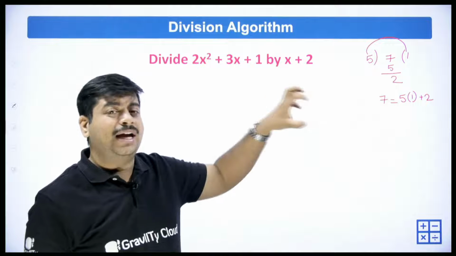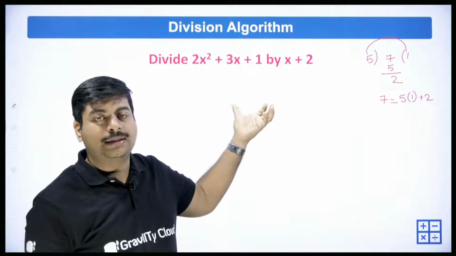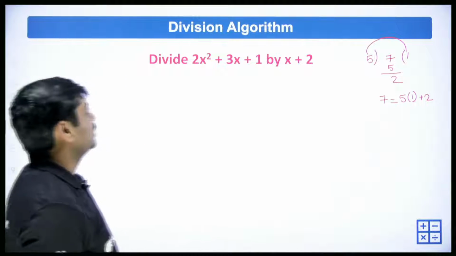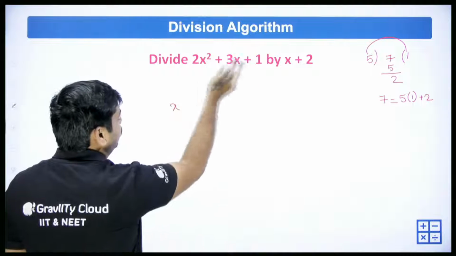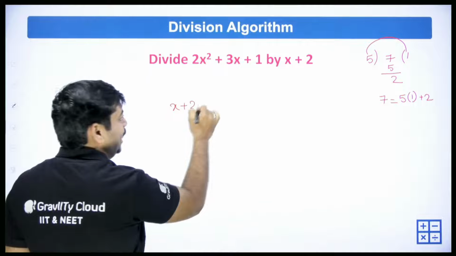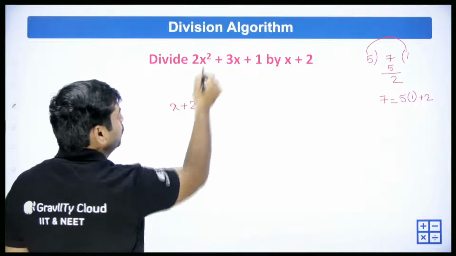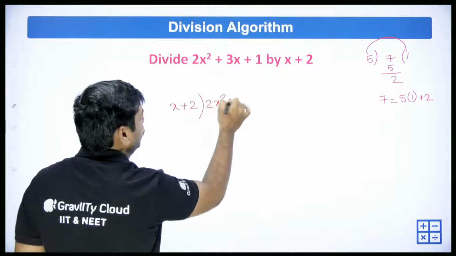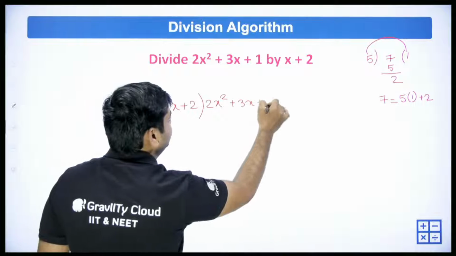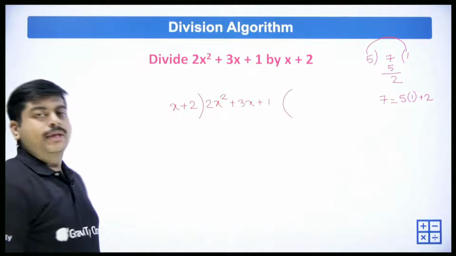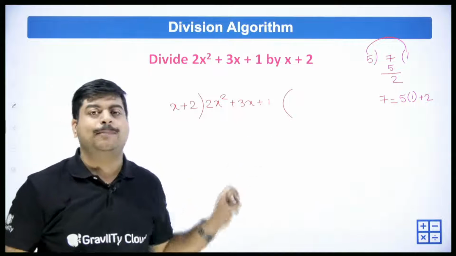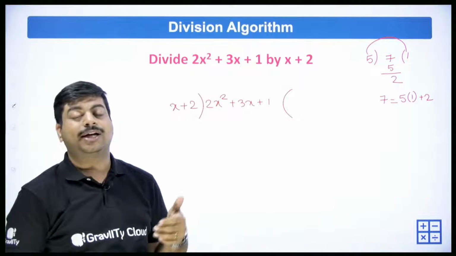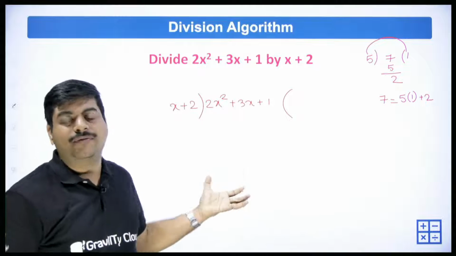But is the same valid for polynomials? Let's try to discuss that, okay? So first let's divide by x plus 2. We divide this one by x plus 2, the same as normal division, right? x plus 2, and this is 2x square plus 3x plus 1. Okay. So here I'm not going to tell you this is step 1, this is step 2. Try to understand the method from the way we are doing it.